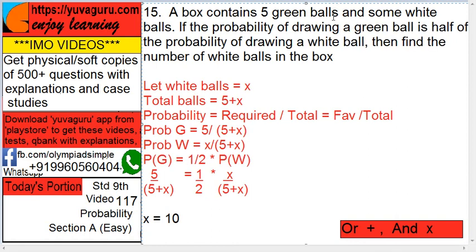the problem should be, if the probability of drawing a green ball is half that of drawing a white ball, then find the number of white balls. See here, probability of green ball is half that of the white balls. Now what is the probability of green ball? 5 upon 5 plus x. What is the probability of white balls? x upon 5 plus x.